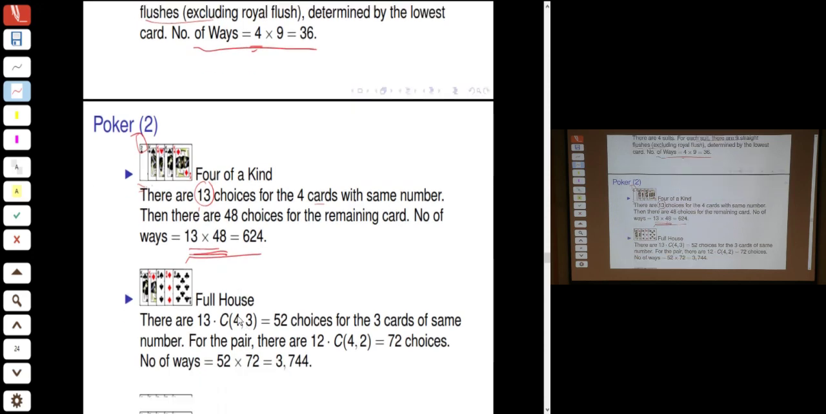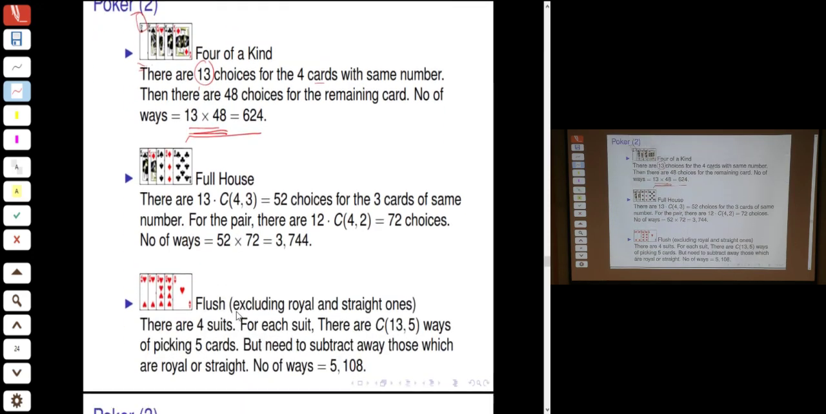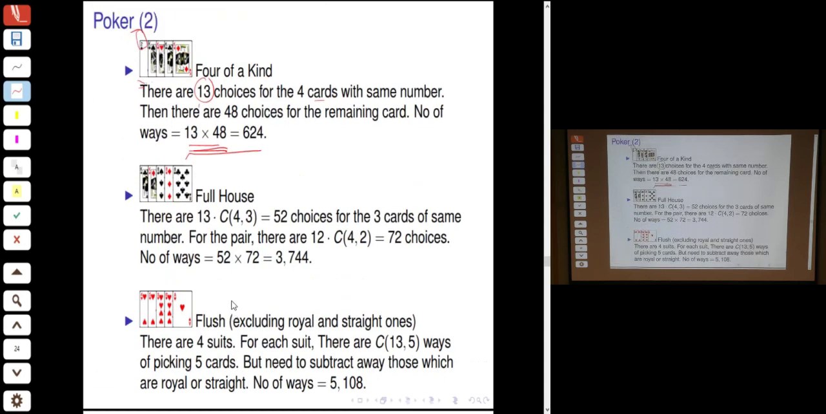Okay. So here is another example. Full house. So what is a full house? So full house means that there are 3 cards of the same number and 2 cards of a different number. Okay. So again, we do it in the same way. So first we will deal with the 3 cards of the same number, and then we will deal with picking the 2 cards of a different but common number.